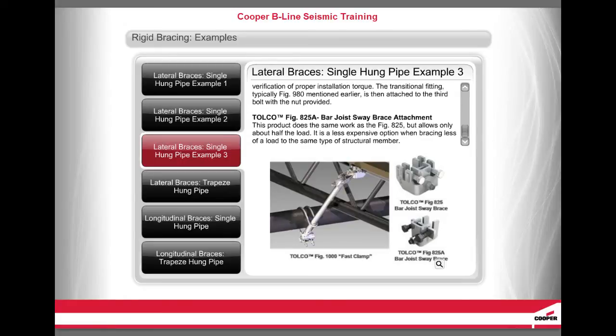Tolco Figure 825A, Bar Joist Sway Brace Attachment. This product does the same work as the Figure 825, but allows only about half the load. It is a less expensive option when bracing less of a load to the same type of structural member.